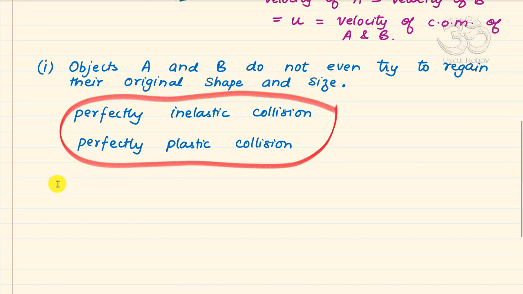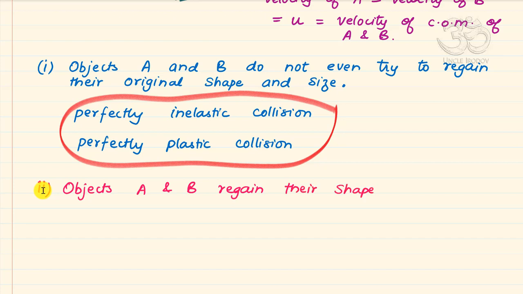Now there can be another case, and in that other case the objects may try to regain back their shape and size partially. They may make an attempt, but they may not be able to regain their original shape and size completely. So what happens in those cases? Objects A and B regain their shape and size, let us say partially.